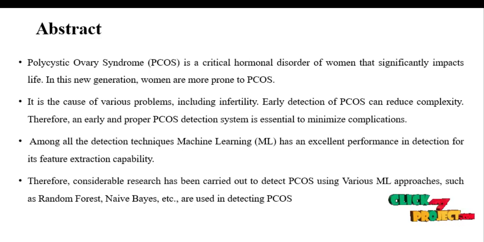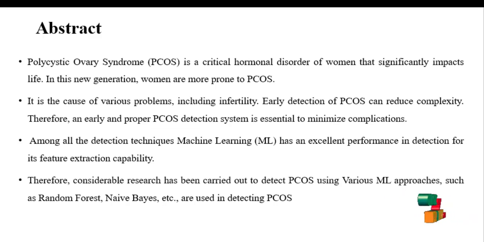Early detection of PCOS can reduce the complexity. Therefore, an early and proper PCOS detection system is essential to minimize complications. Among all the detection techniques, machine learning has excellent performance in detection for its feature extraction capability. Therefore, considerable research has been carried out to detect PCOS using various machine learning approaches such as random forest, naive Bayes, etc.